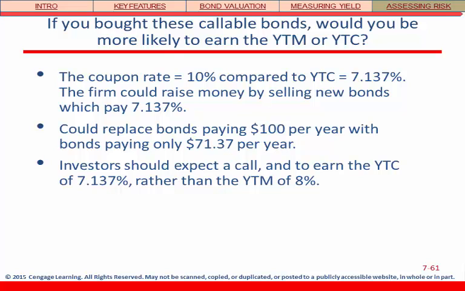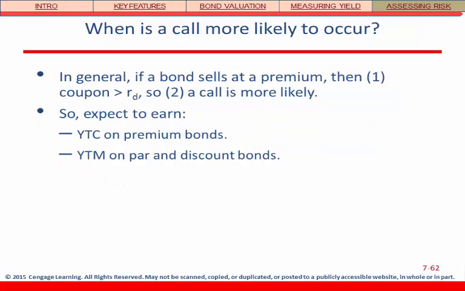So it's simply a matter of math. If the rates go down enough, the issuer is going to call a bond. So this brings up my final question about callable bonds. When is a call more likely to occur? In general, if a bond sells at a premium, then remember that with a bond selling at a premium, we pretty much know that the coupon rate is going to be above yield to maturity, right? In other words, interest rates have gone down, so that makes a call more likely. So expect to earn yield to call on premium bonds and the yield to maturity on par bonds and discount bonds. It's that simple, okay?